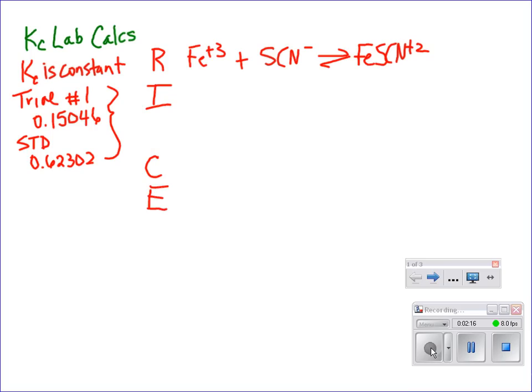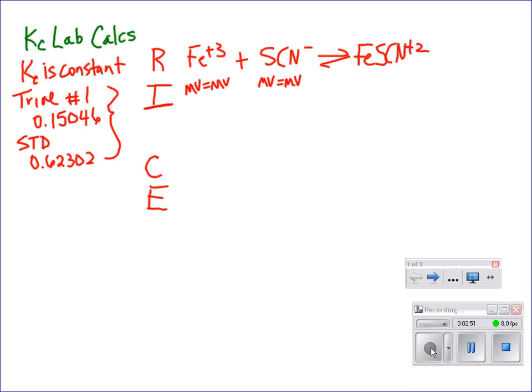Okay, so we're going to start with our initial concentrations. Now, it says on the bottles of that iron that you used and that thiocyanate that you used, they were 0.002 molar. However, when you mix the 2 together, you actually diluted them. So, since we diluted them, we're going to have to do a dilution calculation to find this initial concentration. So, we're going to do M1V1 equals M2V2 for each of these.